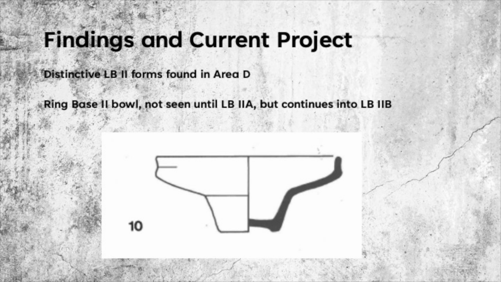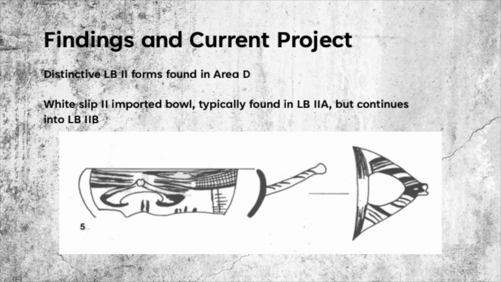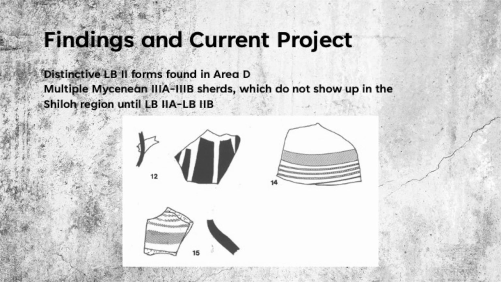First is a ring-based bowl. It's not seen until the Late Bronze 2A, but it continues also into the Late Bronze 2B. Second, a white slip 2 imported bowl, typically found in Late Bronze 2A, but again continues into Late Bronze 2B. Third, multiple Mycenaean 3A or possibly 3B sherds, which do not show up in Shiloh or the general hill country region until about Late Bronze 2A, Late Bronze 2B.